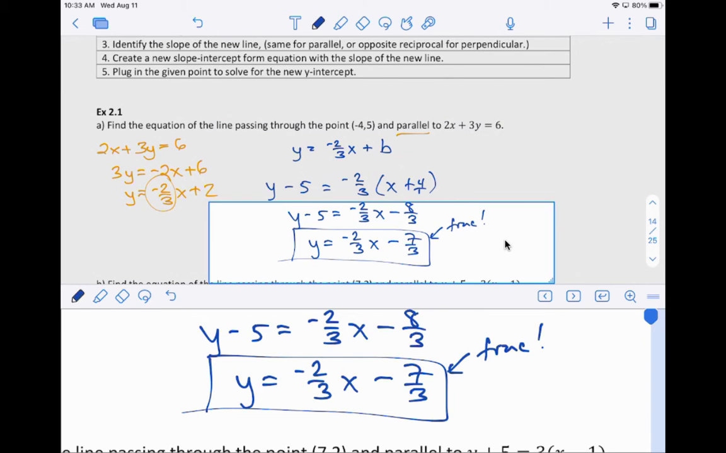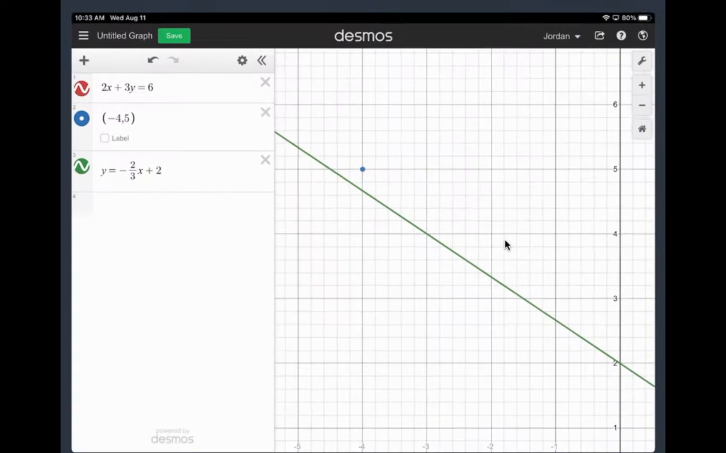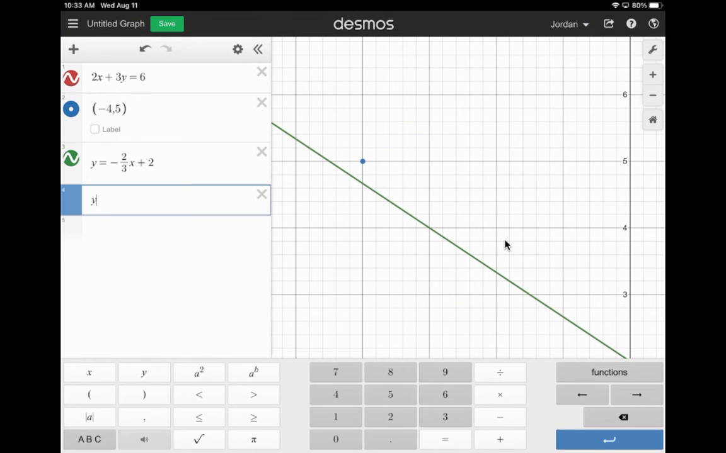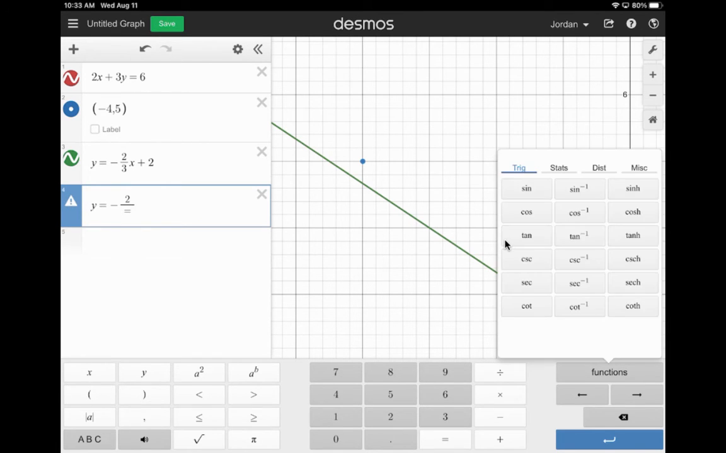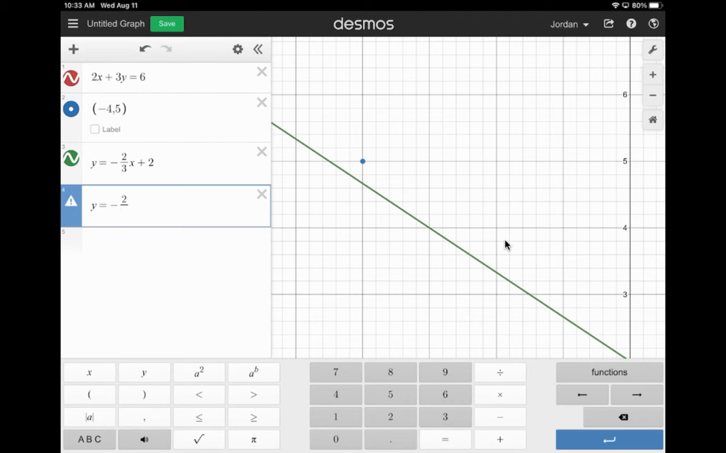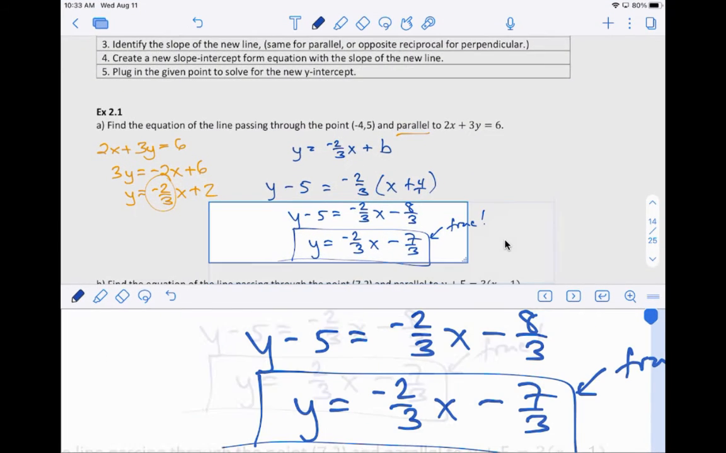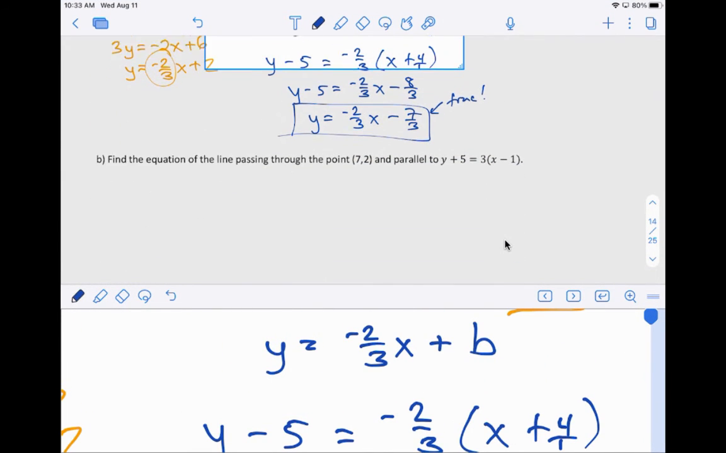Let's go double check that. In fact, let's plug that in on Desmos. y = -2/3 x plus 7/3. Oh, I forgot the x. There we go. A line that is parallel, the purple line that runs through the point (-4, 5). Beautiful. Okay, so it's really not that bad, right? It's not that bad.